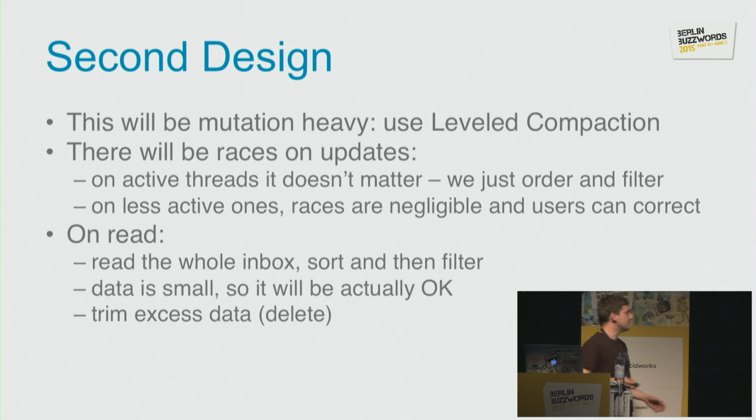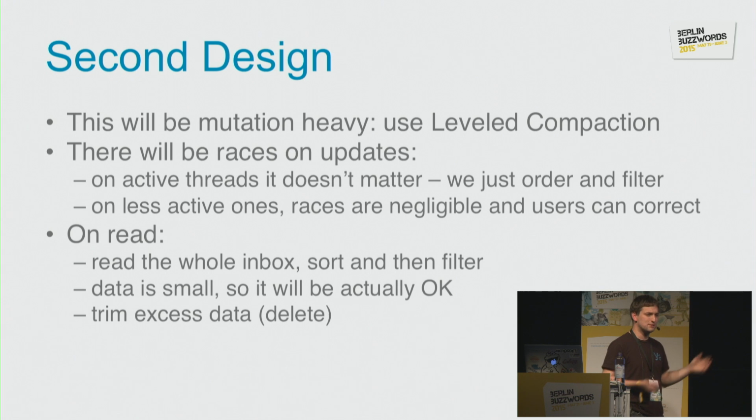And on read, we read the whole inbox now. Not just the top 20 threads, but we have to read everything. We sort it and filter. But data is small, so it's actually okay. Even better, because of how we represent threads, where the thread ID is actually the ID of the first message in that thread, this data is semi-sorted, so sorting of 5,000 entries isn't particularly expensive.